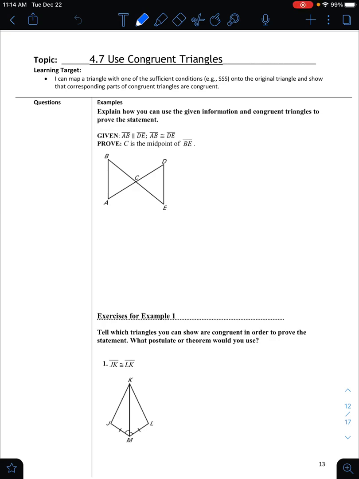Today we're going to move on to 4.7. This section is called Use Congruent Triangles. So our goal for today is to prove two triangles are congruent and use that idea to go on and prove another item within the triangles are congruent.